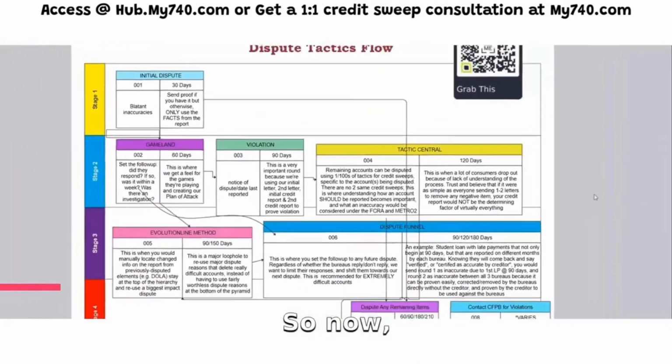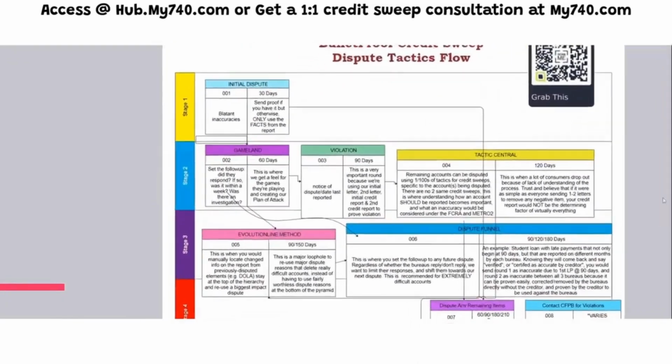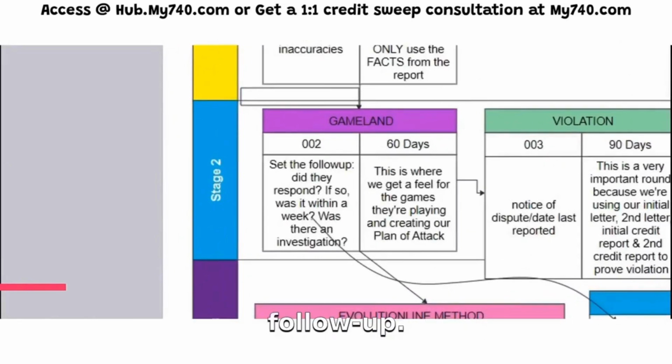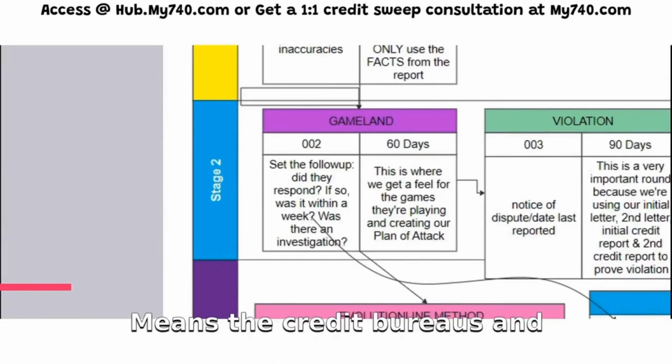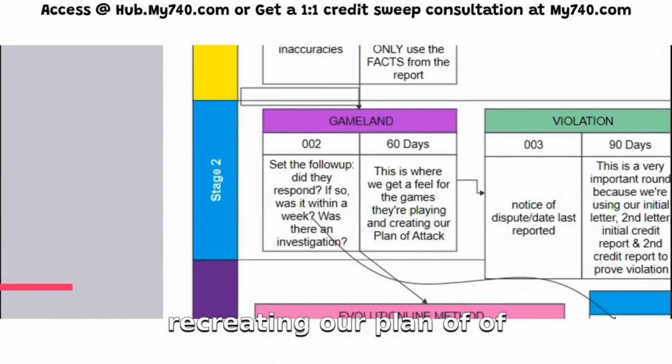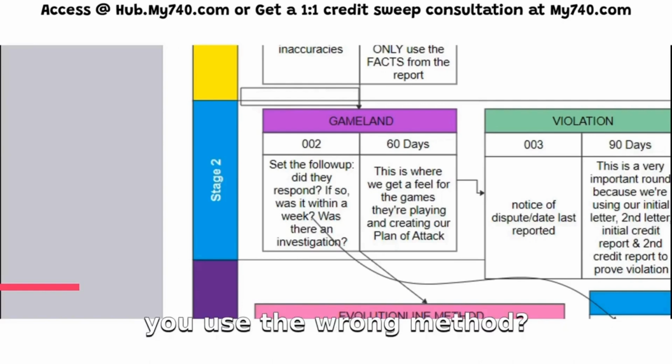Okay, so now 30 days later, we're on stage 2, our second dispute, and this is where we're going to set the follow-up. This is one I call Gameland, right? So this is where we get a feel for the games that they're playing, meaning the credit bureaus, and we're creating our plan of attack, okay? Did they respond? If so, was it within a week? If it was, it all comes down to your method. You used the wrong method, okay?